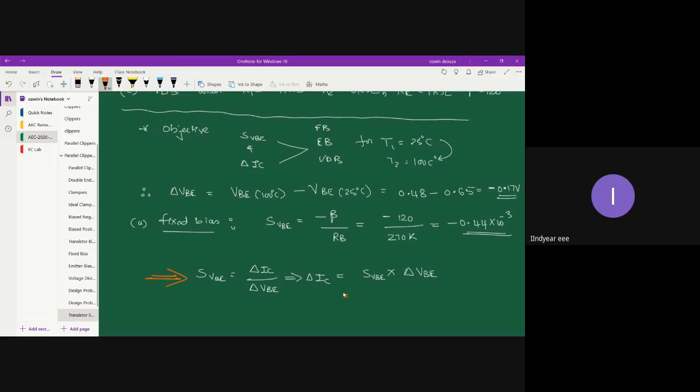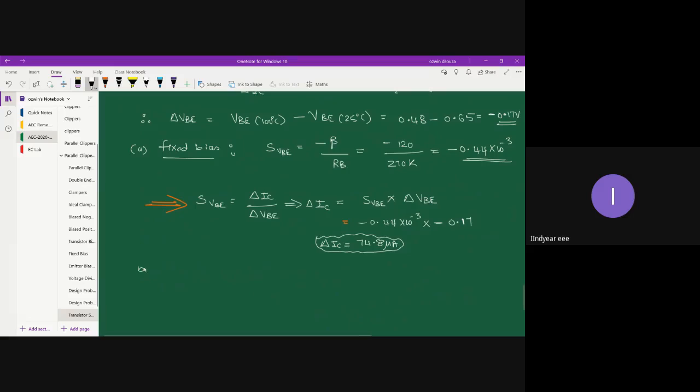SVB we have already found: minus 0.44 into 10 to the power minus 3, into delta VBE. We have already found delta VBE, so it is negative 0.17. When you multiply the two negative numbers, you will get delta IC equal to 74.8 microamperes. All right, so that is for fixed bias.